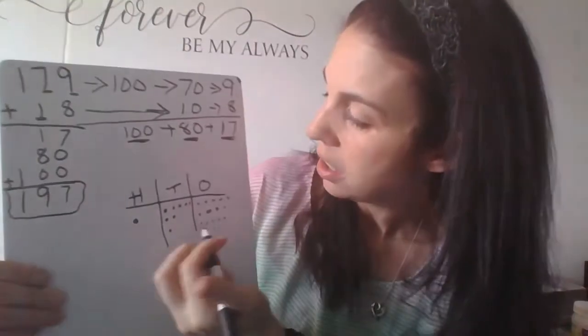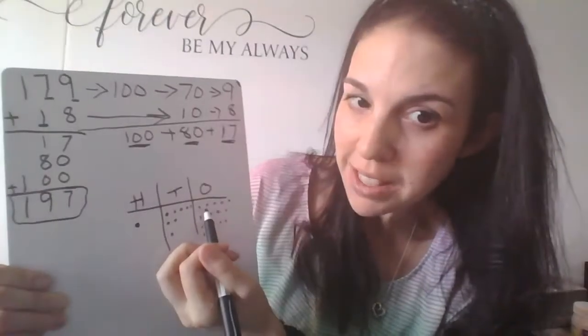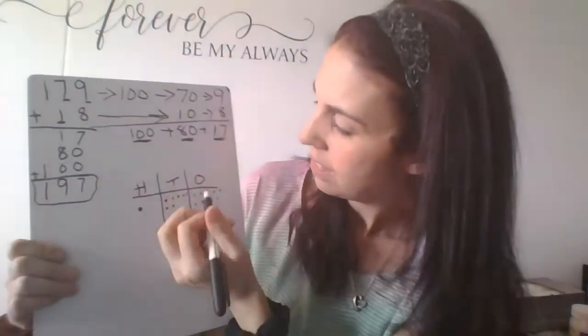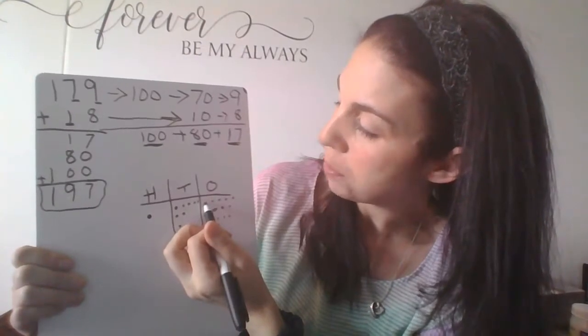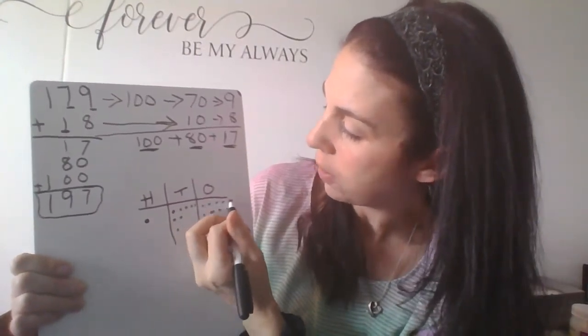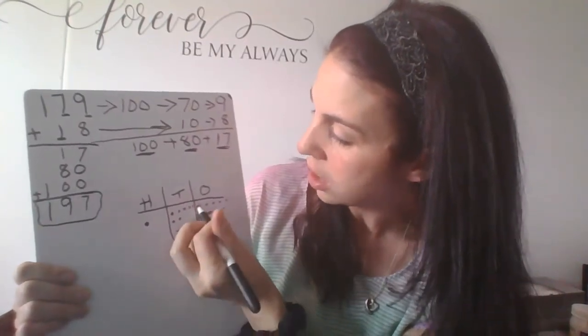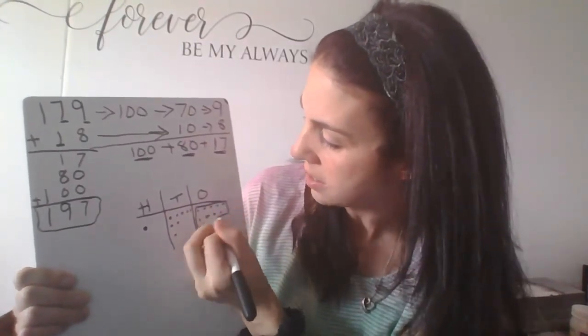Now with adding, remember, you start with your ones. We always start with our ones. Chippy agrees. Always start with your ones. You're going to count until you get to a group of 10. 1, 2, 3, 4, 5, 6, 7, 8, 9, 10. Stop. We circle our group of 10s.